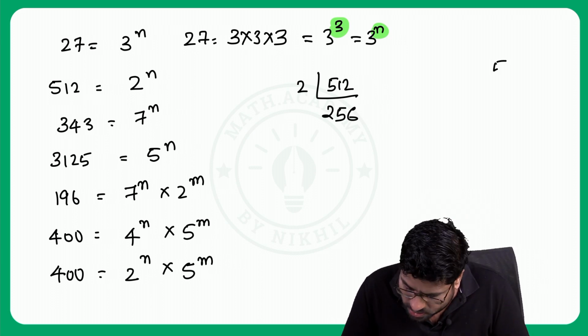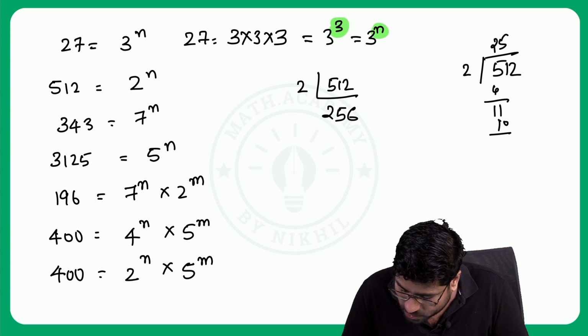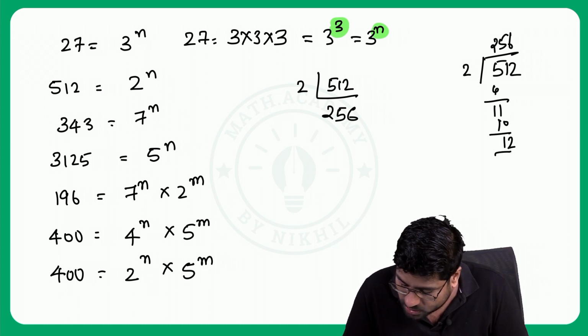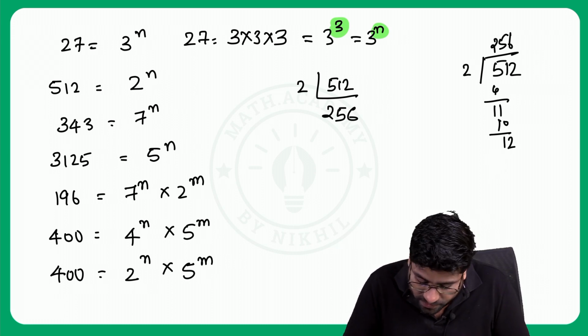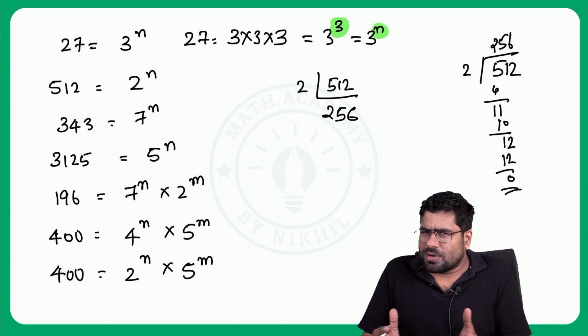Now doing the regular calculation, it is going to be something like this. 2 4, 1 1, 5 10, 1 2, it is going to be 6, so it is 256. This is the calculation that I actually did in my mind. So I hope you try to do it.